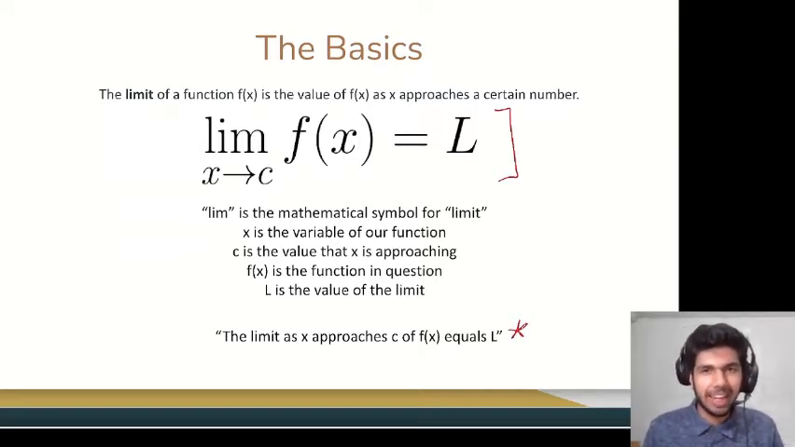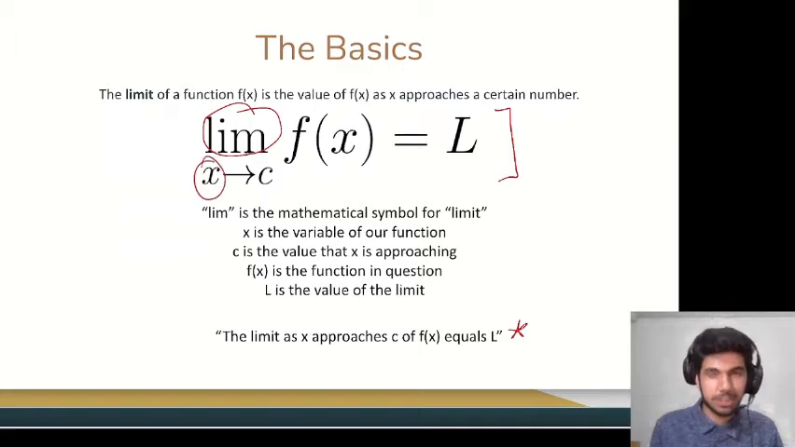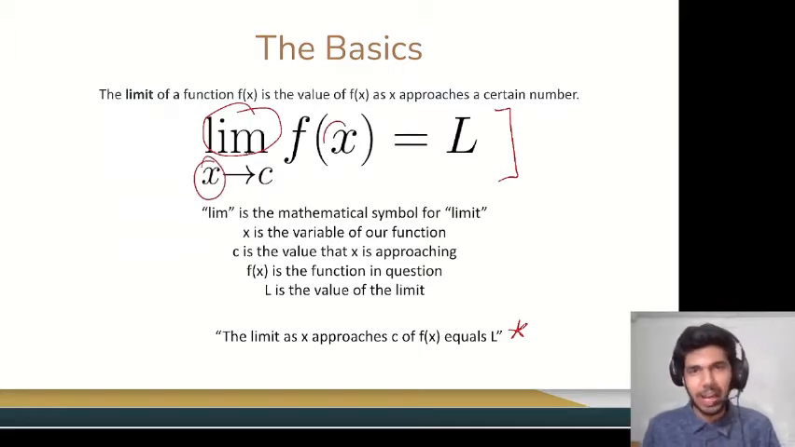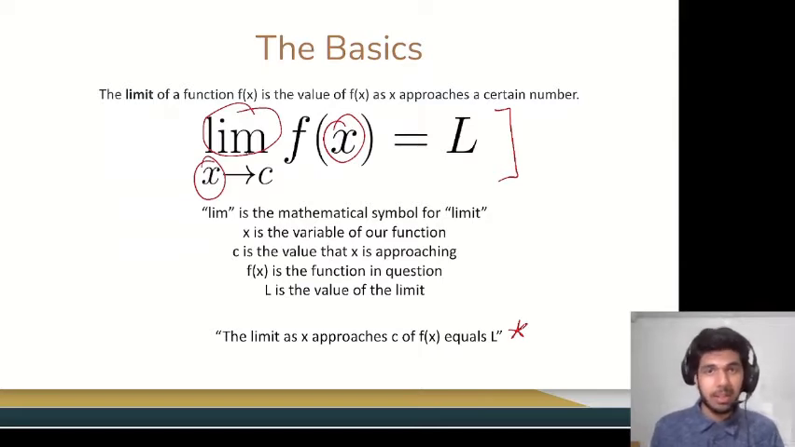So let's analyze these symbols a little bit and really decipher what things mean. So first is lim. That is our mathematical symbol for limit. Lim is short for limit. Should be self-explanatory. x is the variable of our function. And we see it here again, right? So we have some function that's defined, and x is our variable. It doesn't have to be x, could be any other variable. We could have a function in terms of y and be analyzing what happens to the variable y.